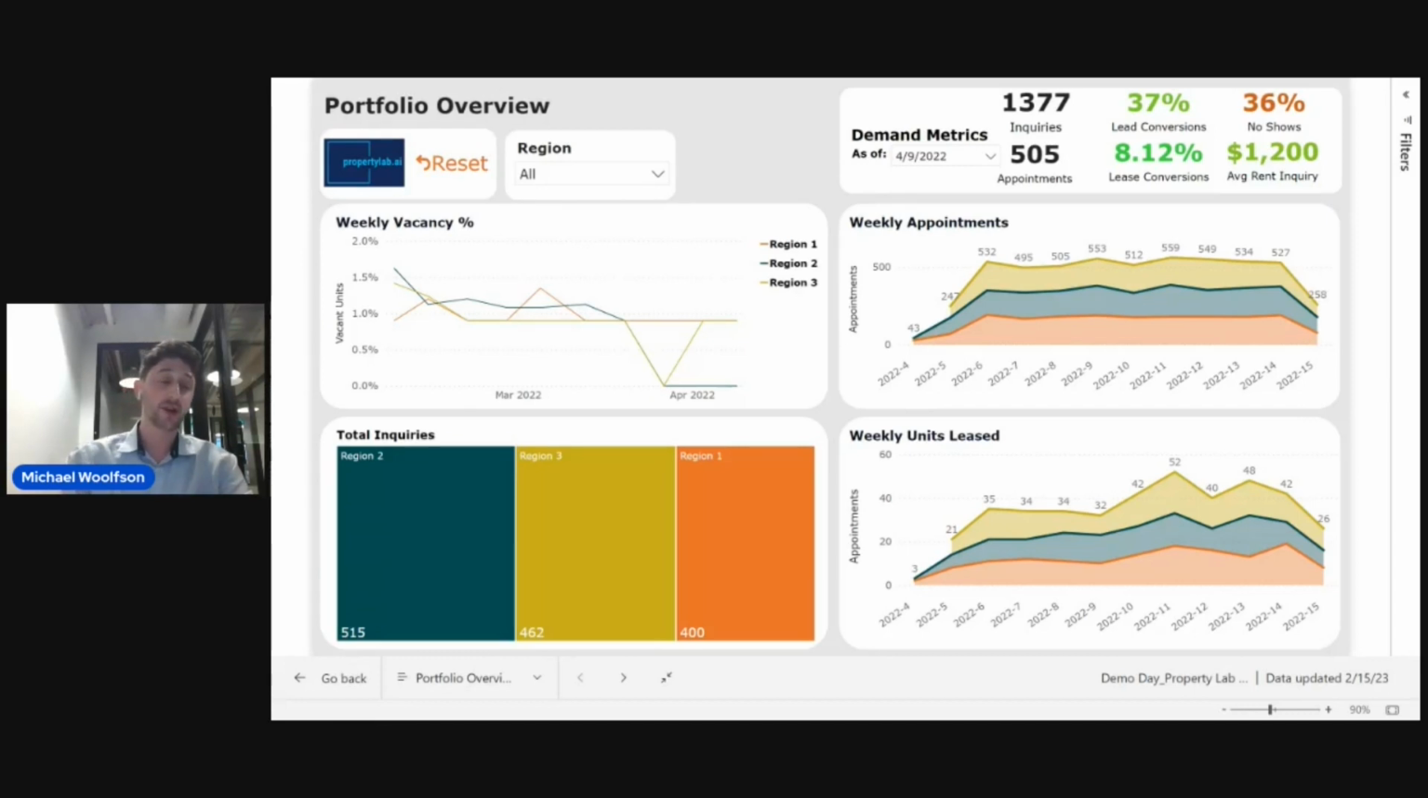We'll start with a portfolio overview. Here you can see an overview of your weekly vacancy, total inquiries, appointments, units leased, really trying to give your management and exec team an overview of what's happening across your organization. You can also see demand metrics up top, really trying to figure out what's going on in specific regions.